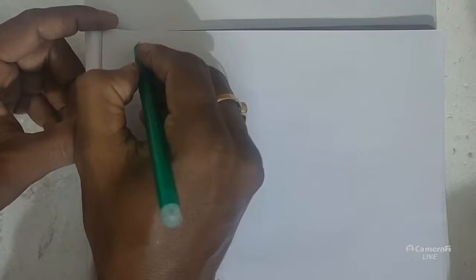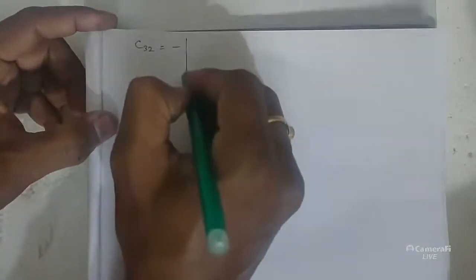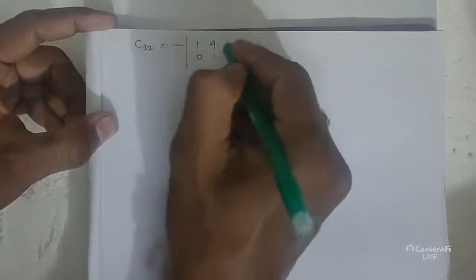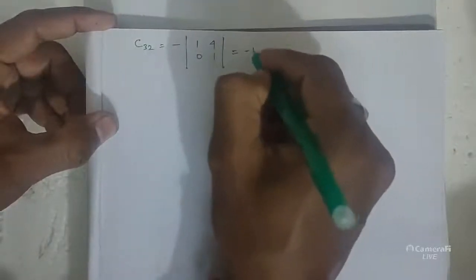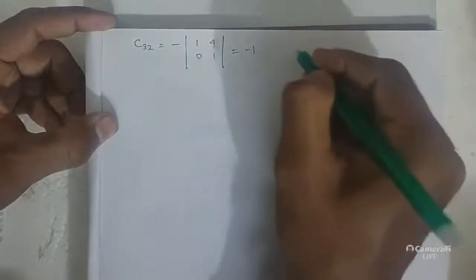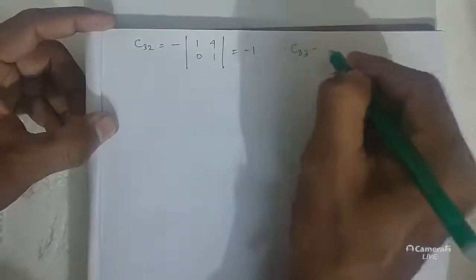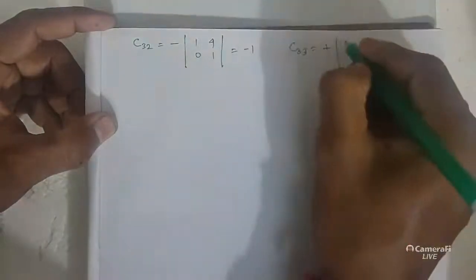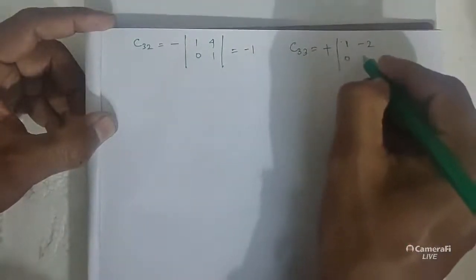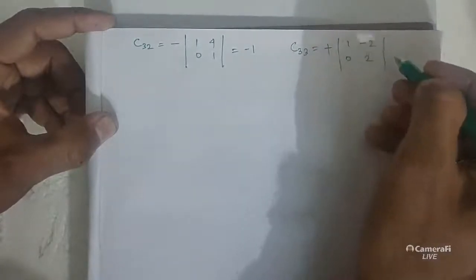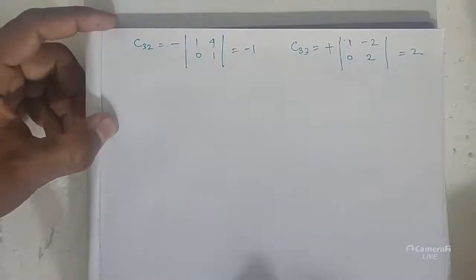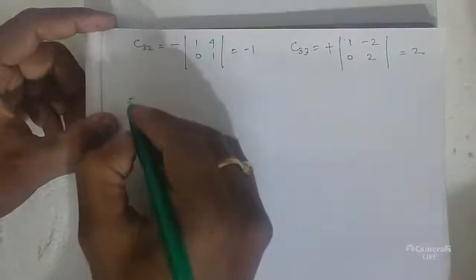Next, C32 is equal to minus 1401, that is -1, and C33 is equal to plus 1 minus 202. So this is equal to 2. Now we have all the cofactors.